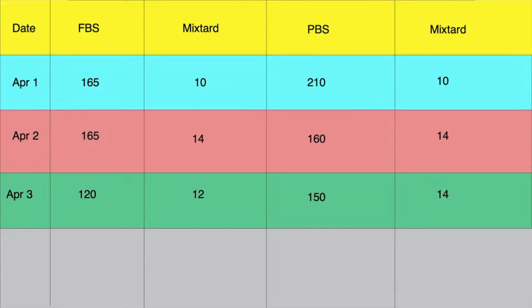We reduce the morning dose of Mixstard a bit by 2 units because the fasting blood sugar has also come down. This brings down the post-breakfast reading to around 140 to 150. The night dose of Mixstard remains the same because the fasting blood sugar is adequate.